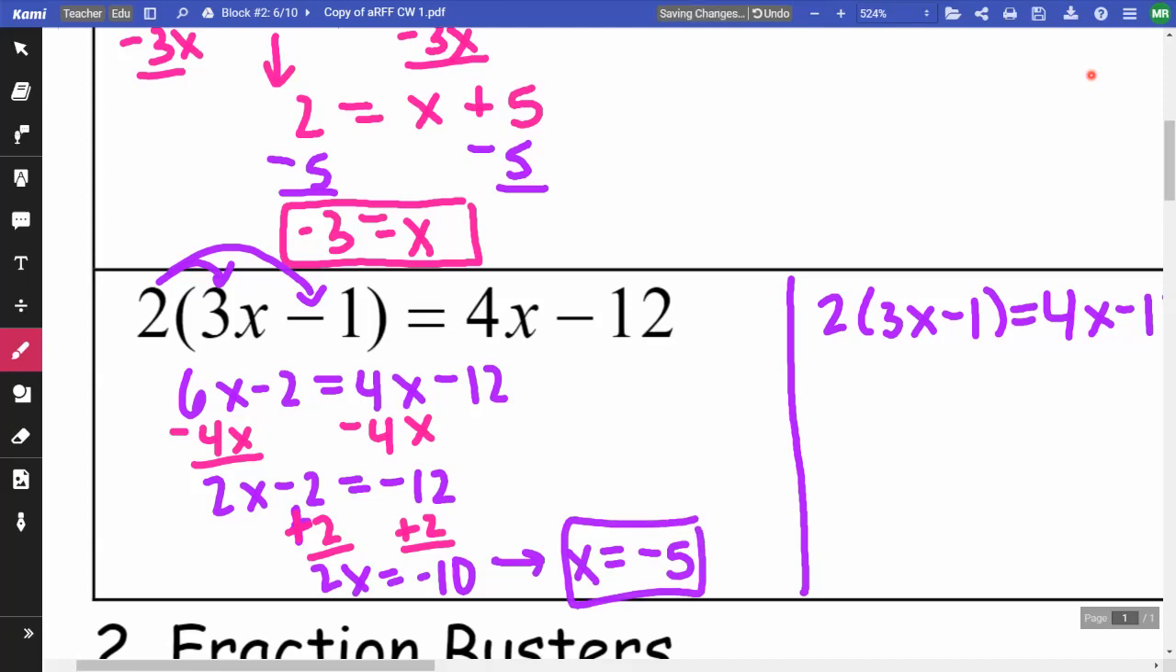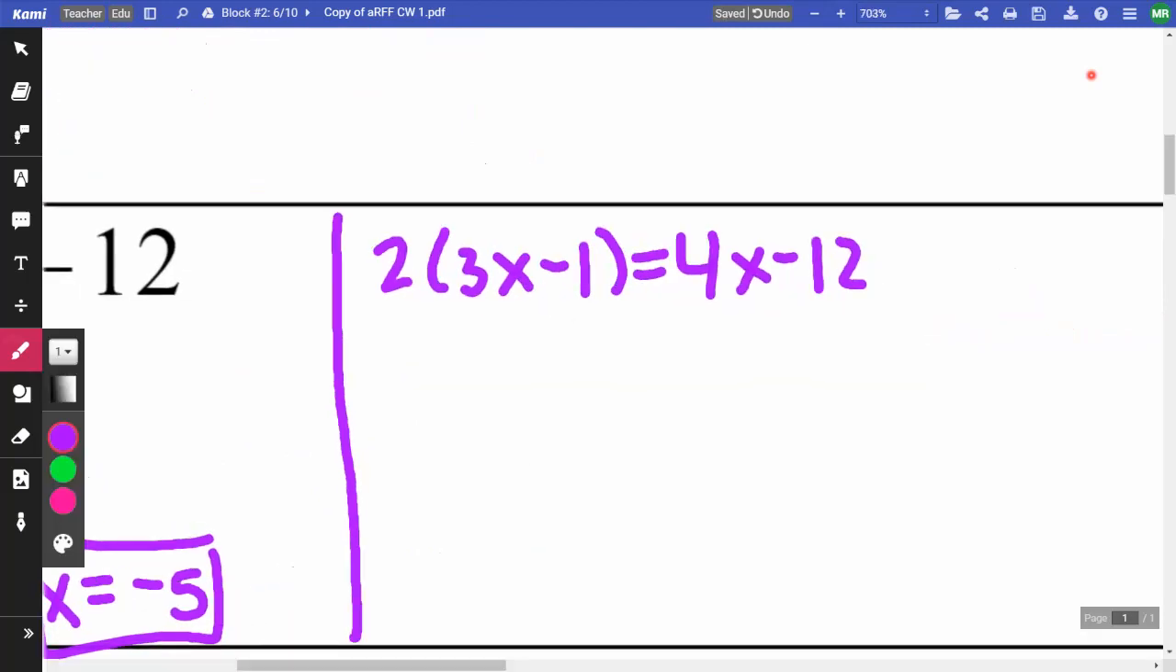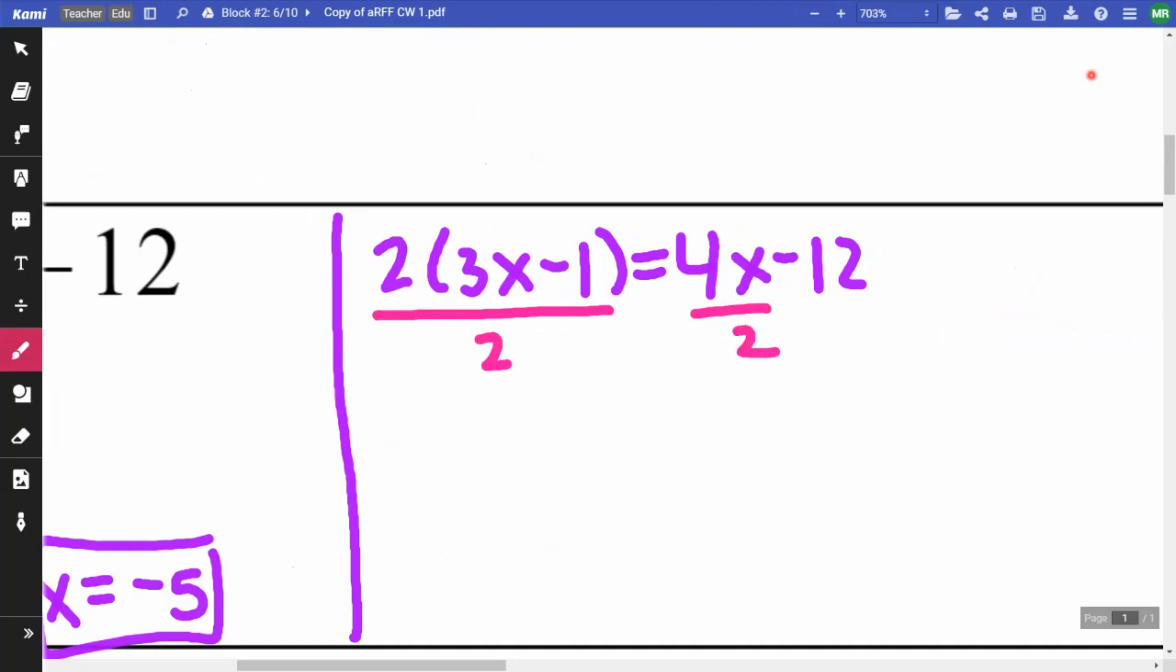Now, another way to do that same problem, I'm just going to zoom over here. When you have nothing else happening to your parenthesis but a number in front, instead of distributing, if it goes into everything on the other side, this number here, you could divide both sides. That's another option. So I can divide this side by 2, and I'm going to divide each of these separately by 2 here. So on this side, the 2's are going to cancel out, and I get 3x minus 1. On the other side, I'm going to get 2x minus 6.